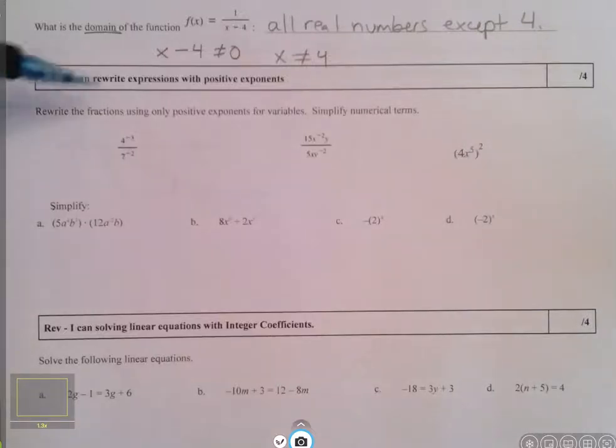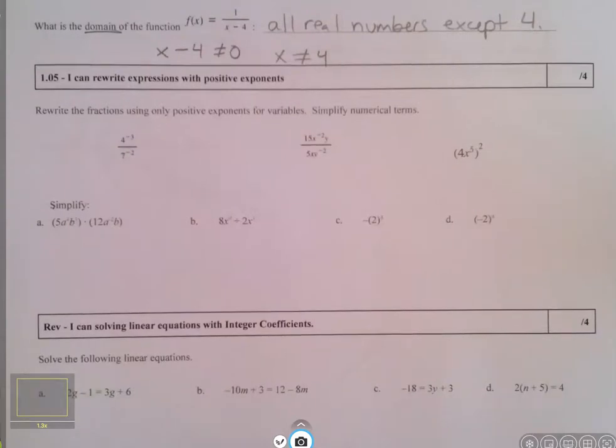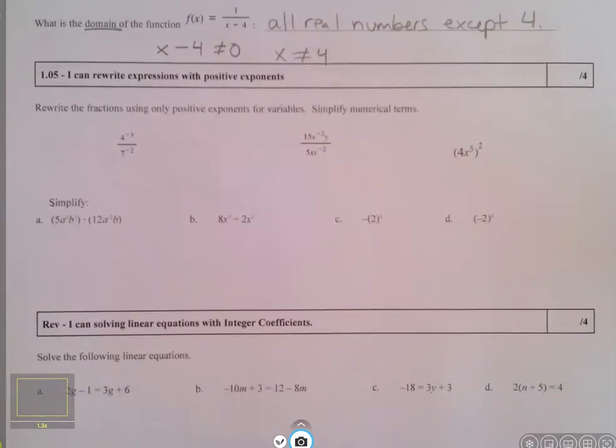I can rewrite expressions with positive exponents. So rewrite the fractions using only positive exponents for variables. Simplify numerical terms. So that means if you end up with a 4 to the third, you don't leave it as 4 to the third. You simplify it into 64. Okay, that's what numerical terms means.